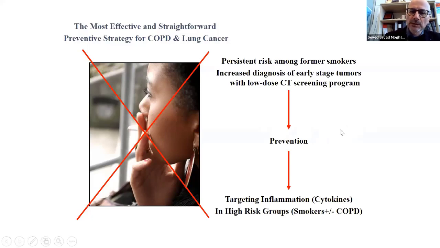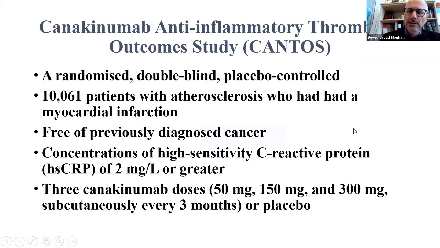And these days, with increased diagnosis of early stage lung tumors with low-dose CT screening programs, prevention and inhibition of the progression of premalignant lesions to advanced lung lesions is very important. And maybe targeting inflammation and cytokines could be used in this setting too. In support of this, in 2017, a study was published that supports this idea. It was a randomized, double-blinded, placebo-controlled trial.